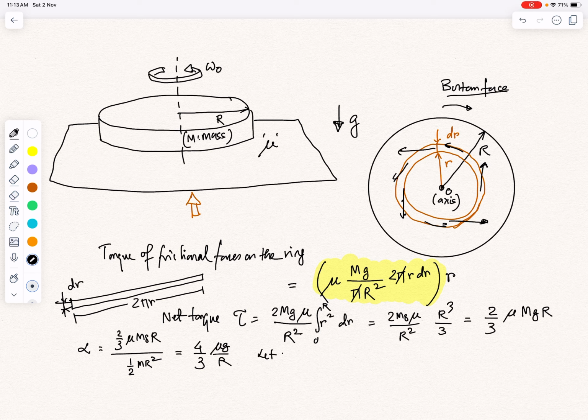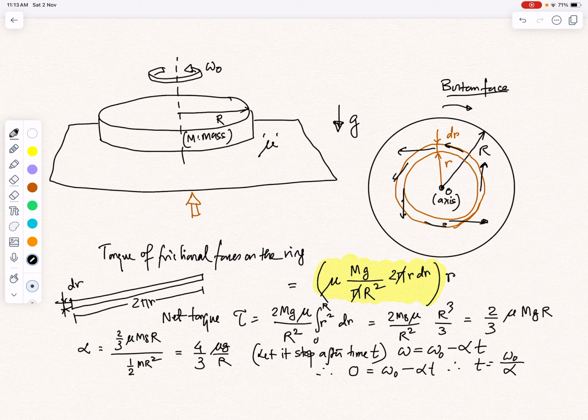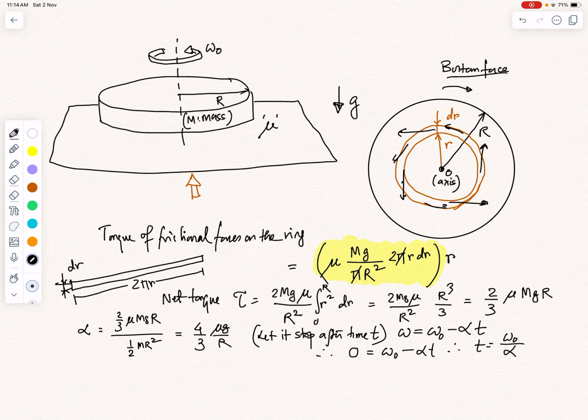So now it will stop after time t. So let it stop after time t. So now we'll apply this: omega is omega naught, here it is decreasing, so minus alpha t. Therefore final angular speed is 0. So omega naught minus alpha t equals 0. So this t is omega naught by alpha. So if you put this omega naught by alpha, so that's it. That's the time. So here let us put the time: omega naught by alpha, that is 4 mu g by 3R.